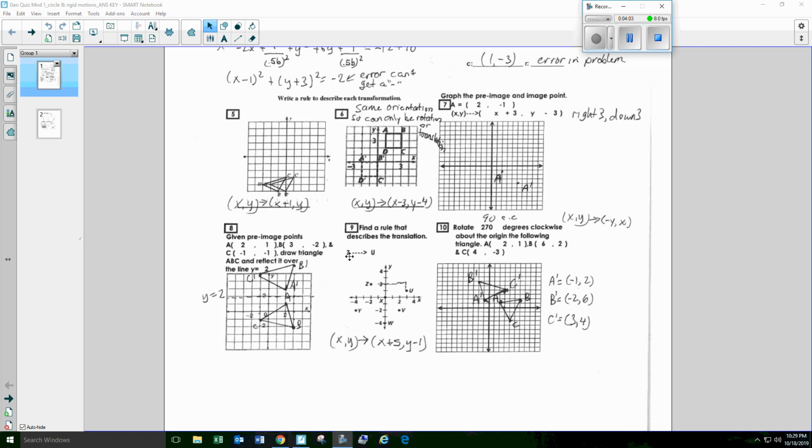All right, so we write a translation rule to go from point Z to point U. Here's Z, here's U. So I go right 5 and down 1. So remember, it always starts x comma y, arrow. I went right 5, so it's x plus 5, and down 1, comma y minus 1. And last one, rotate 270 degrees. 270 degrees, remember, 90, 180, 270. Well, it's the same thing as going -90 degrees.